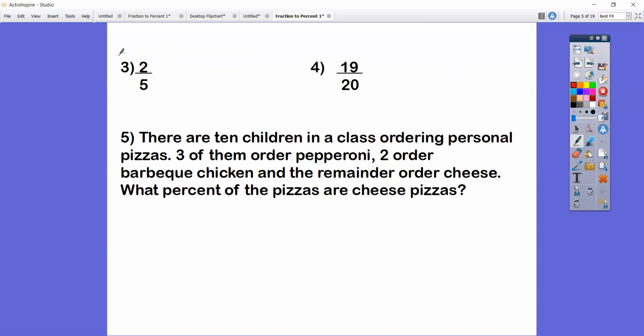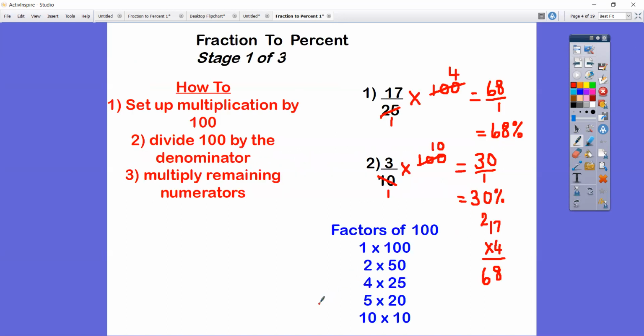All right, let's go. Step 1, we're going to set up our multiplication by 100. Then step 2, because 5 is a factor of 100, I'm going to make my life simpler and just reduce this right down. 100 divided by 5 is 20. If you want to know how I got that 20 so quickly, well, I used my factors of 100 right here. I look for the 5. The corresponding factor was 20.